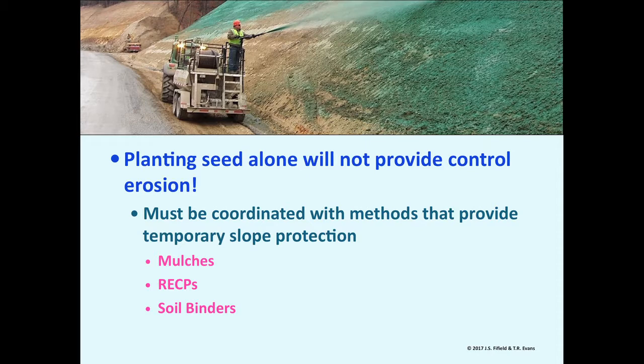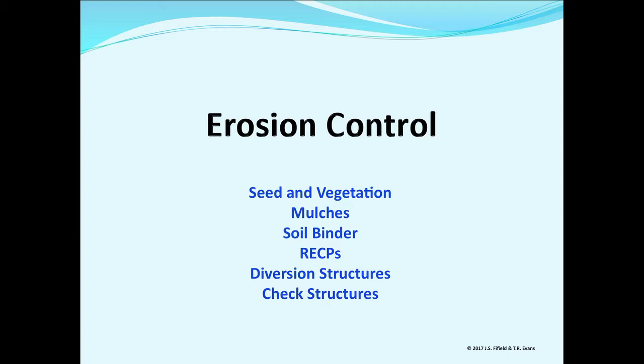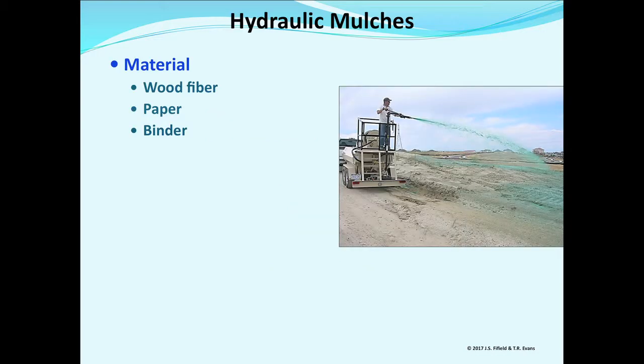And so what are some of those items? Well, mulches, and I just started talking about the hydraulic mulch application, but also you could do what I call RECPs, which are rolled erosion control products, or soil binders as well. So we're going to now talk a little bit about the mulches and then move on to soil binders and the rest of them. So hydraulic mulches, and I stuck with the hydraulic mulch because that's what I know you guys use here.